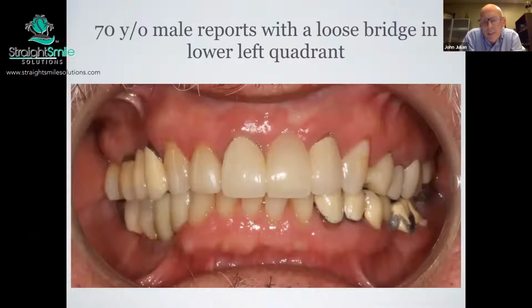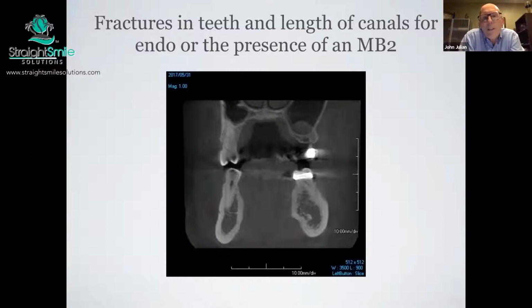So I took an example case of a gentleman that came into our office just last week. Another thing we see are fractures in teeth. That upper right bicuspid has a fracture in it that goes down to the crest through the tooth. And these things are hardly ever visible on a PA.